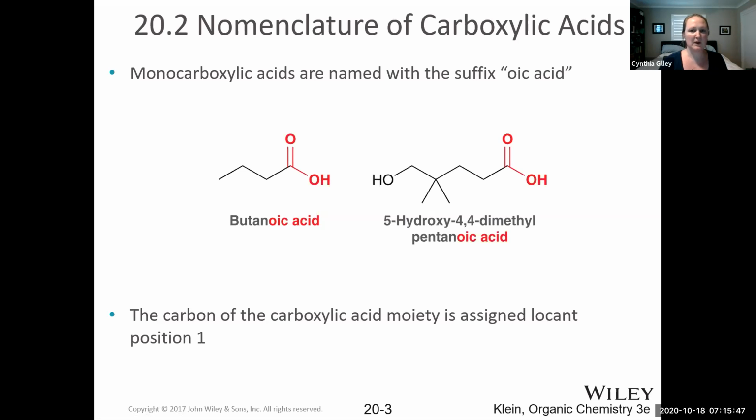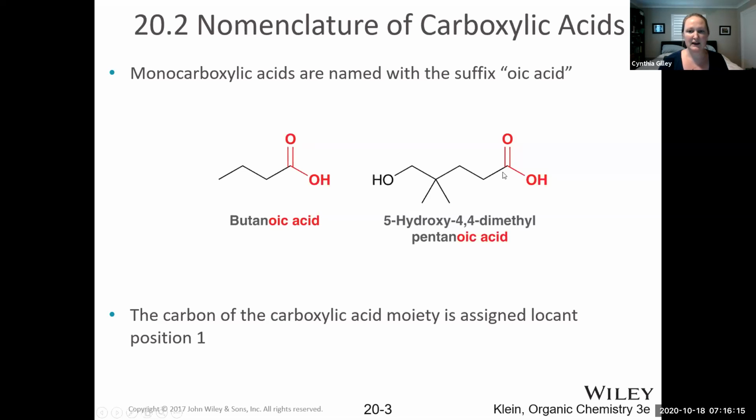So in terms of nomenclature of carboxylic acids, what you want to do is count the carbon chain. Don't forget the carbonyl carbon. So this would be a 4-carbon chain. Normally we would name that a butane, but because of a carboxylic acid at the end of the carbon chain, we would drop the E and add the suffix oic acid. So instead of butane, it becomes butanoic acid.